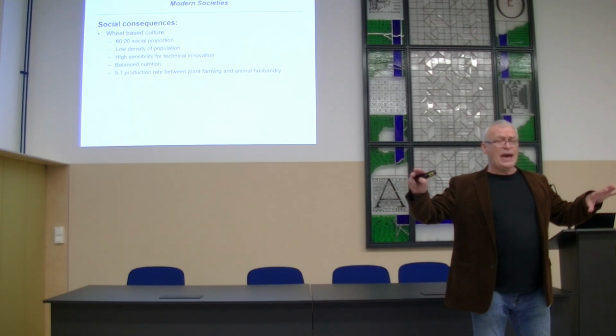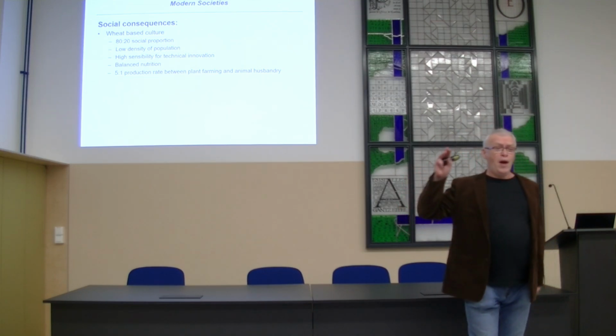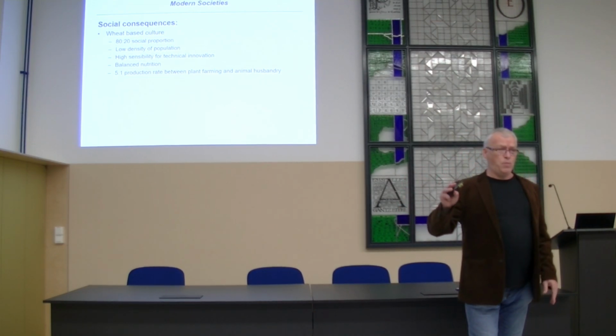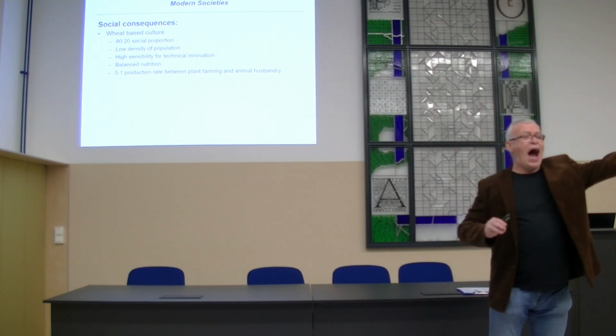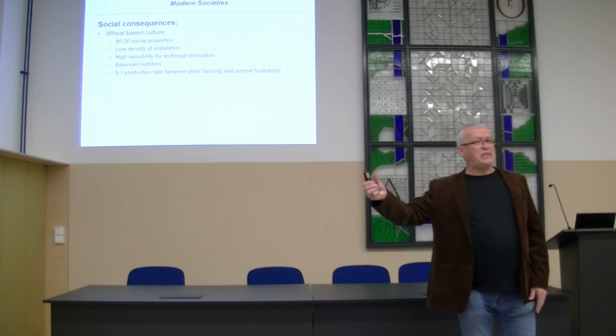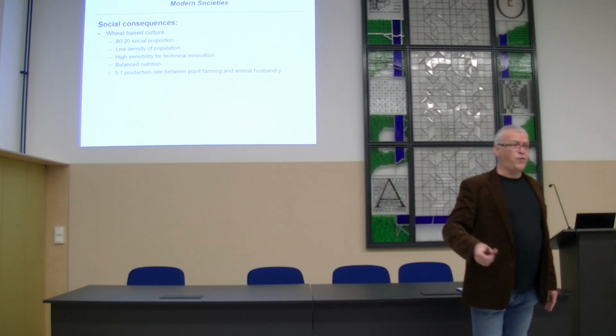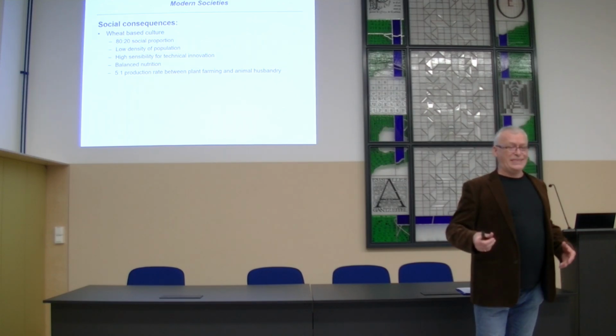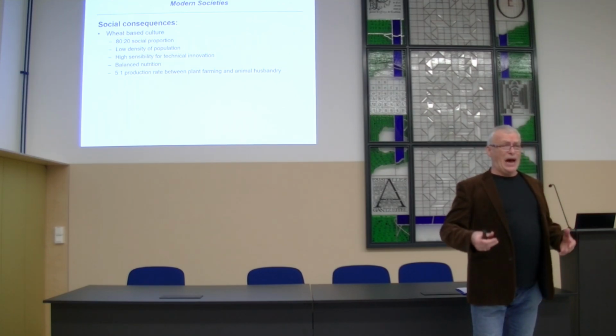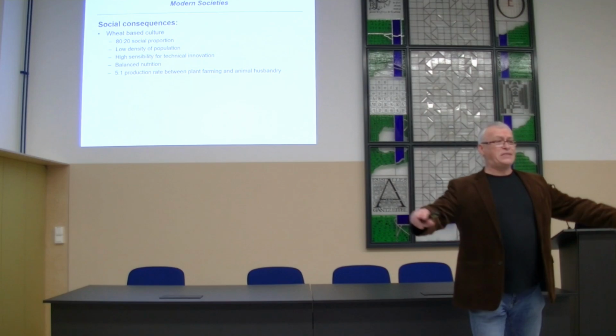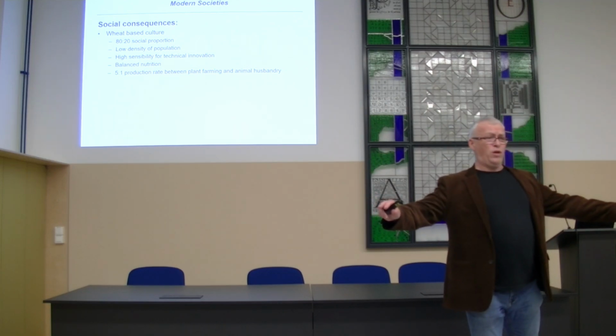Okay, another one, the productivity between plant farming and animal farming. The carrying capacity of plant farming is 5-fold higher compared with animal husbandry. Therefore, in times of crisis, time by time, they tried to increase the arable land. But it's not possible.